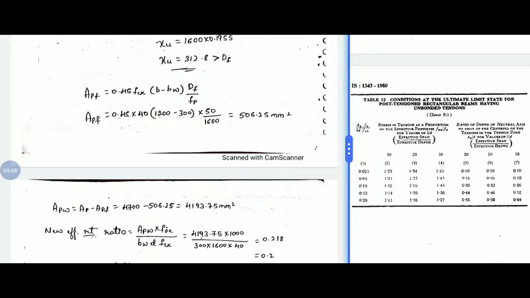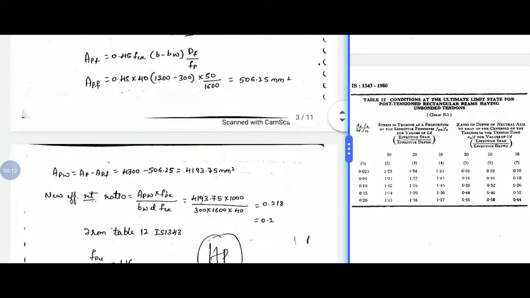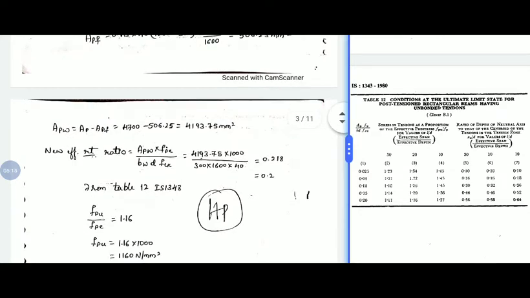Next step, again we need to find out the new effective reinforcement ratio. Here, instead of AP we need to use APW, and instead of B we need to use BW. So APW FPE by BW D FCK. The new effective reinforcement ratio we will get is 0.218.